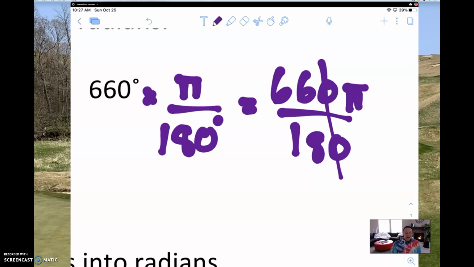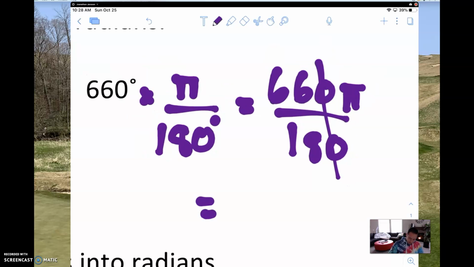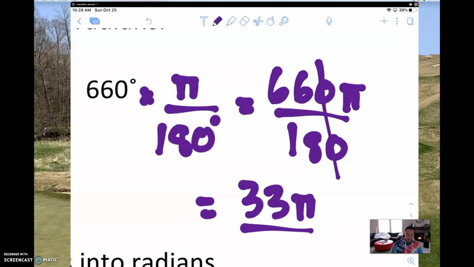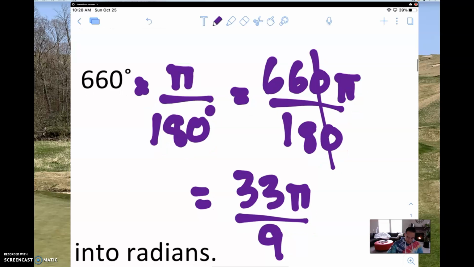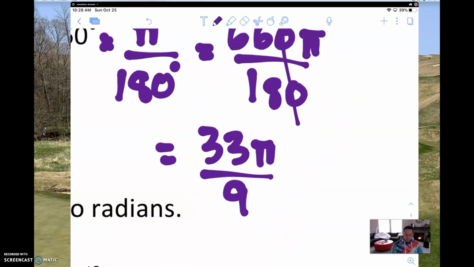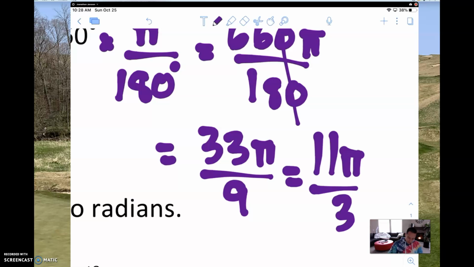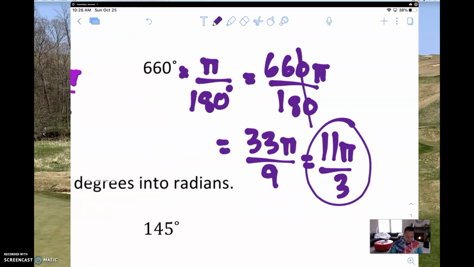You might notice now that there's still even numbers, so you could at least divide them by 2. If I divide the top by 2, we get 33 pi. And if we divide the bottom by 2, we get 9. And let's go one more. We can divide each of these by 3, and we get 11 pi over 3. So 660 degrees, which is a full loop and almost 2 loops around a circle, would be 11 pi over 3.